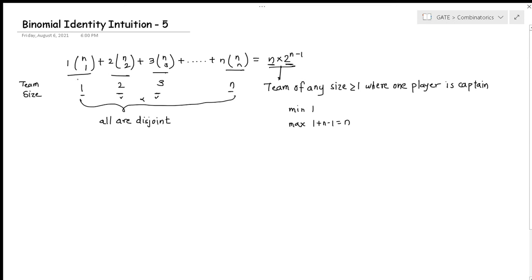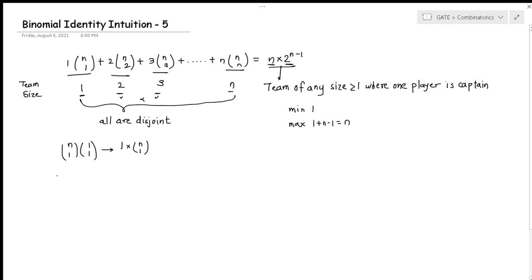Now let's look at how to find all the combinations corresponding to each team size. Let's say we are talking about a team of size 1. If I want to make a team of size 1, what should I do? I should first choose one player out of n players, which is done by nC1, and out of that one player I need to make one the captain, so it will be nC1 into 1C1, which is nothing but 1 into nC1, right?